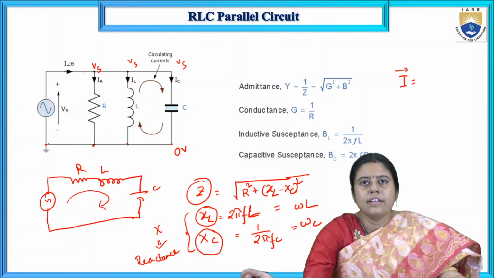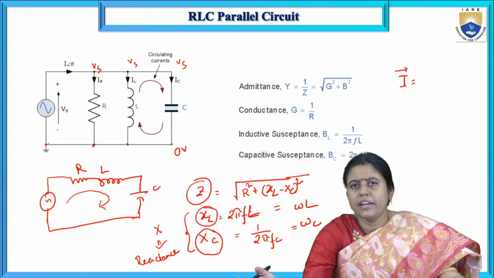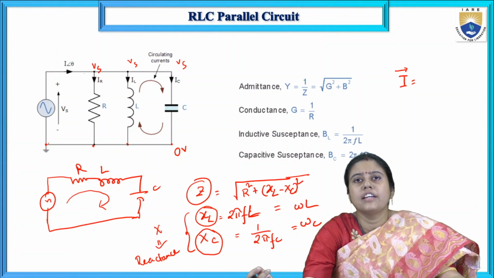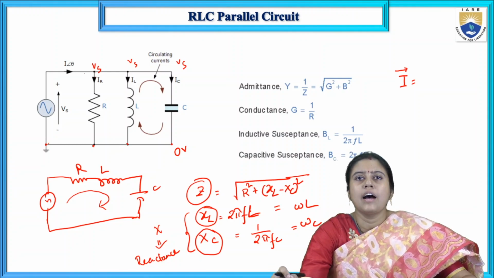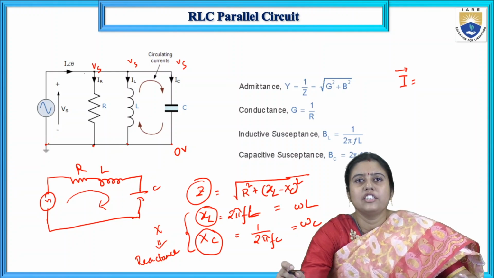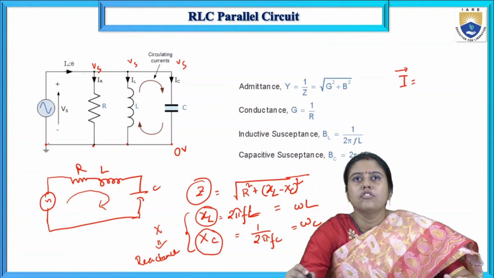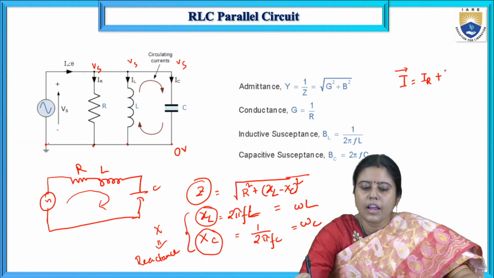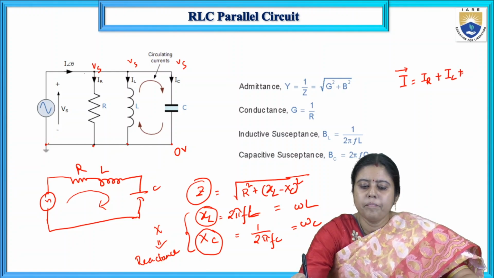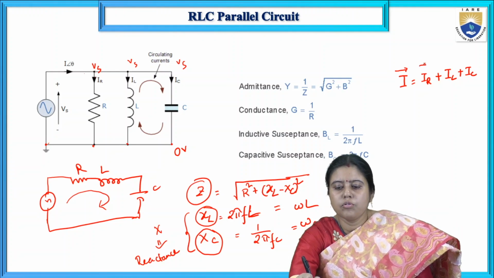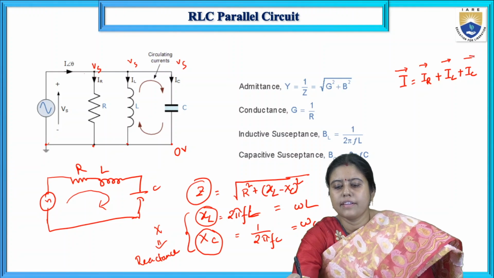As I told in the series resonance many times, when we are dealing with AC, the addition is not normal scalar addition. The addition always means vector addition, as it has a magnitude as well as a direction. So what is I? I is equal to IR plus IL plus IC. So we can write I is equal to IR plus IL plus IC.